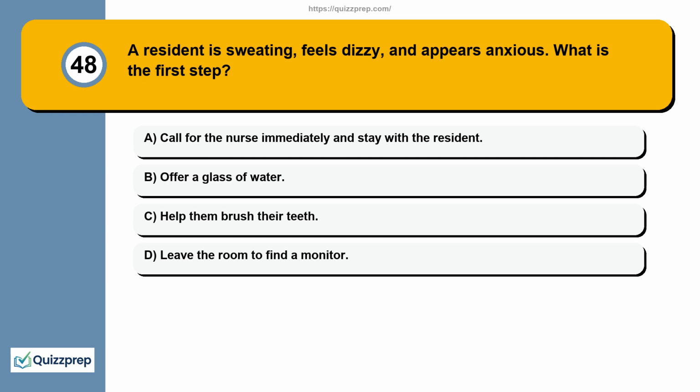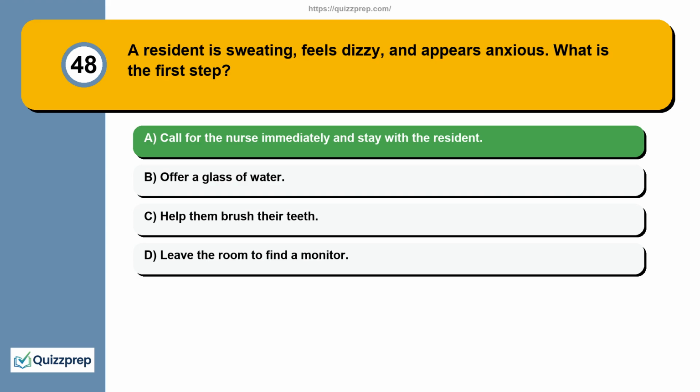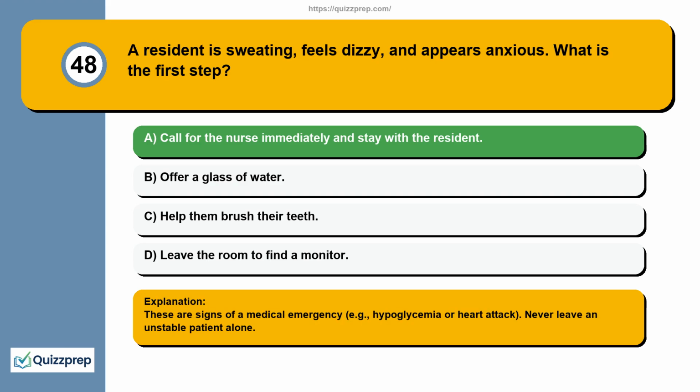Question 48. A resident is sweating, feels dizzy, and appears anxious. What is the first step? Call for the nurse immediately and stay with the resident. Offer a glass of water. Help them brush their teeth. Leave the room to find a monitor. These are signs of a medical emergency, for example, hypoglycemia or heart attack. Never leave an unstable patient alone.